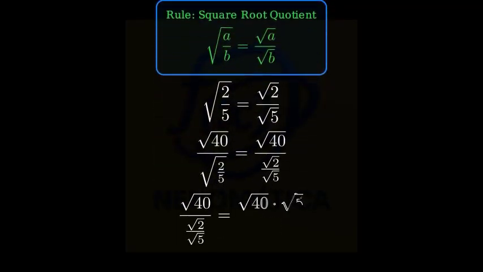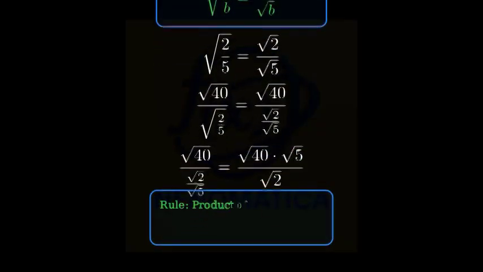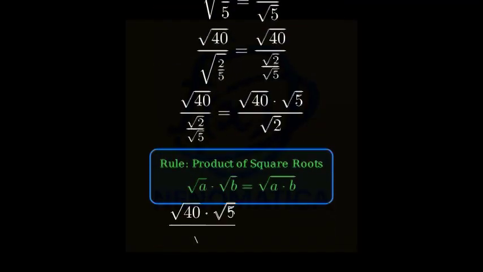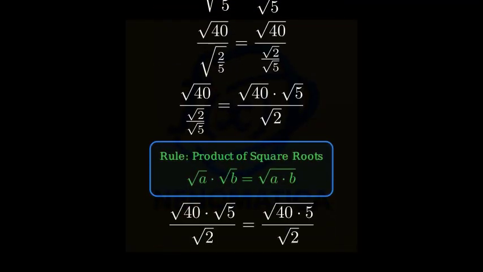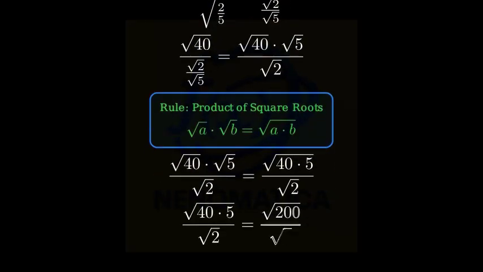Next, we simplify by multiplying both the numerator and denominator by the square root of 5. This gives us the square root of 40 times the square root of 5, divided by the square root of 2. Using the multiplication property of square roots, where the square root of a times b equals the square root of a times the square root of b, we get the square root of 40 times 5, divided by the square root of 2. Calculating 40 times 5, we get 200. So our expression becomes the square root of 200 divided by the square root of 2.